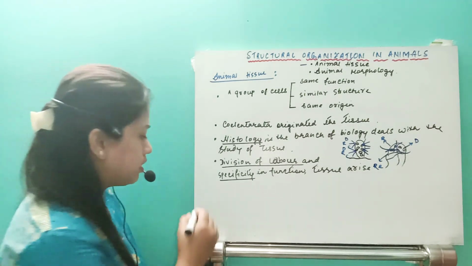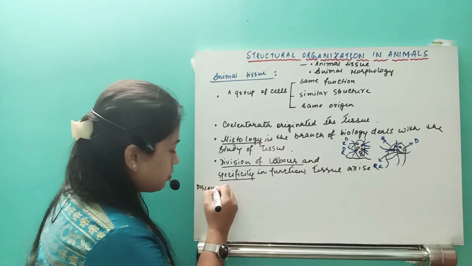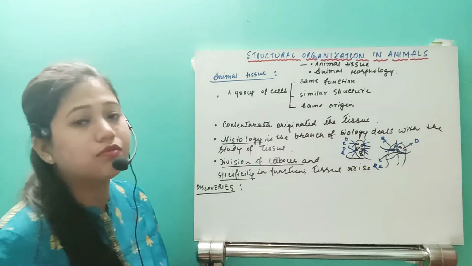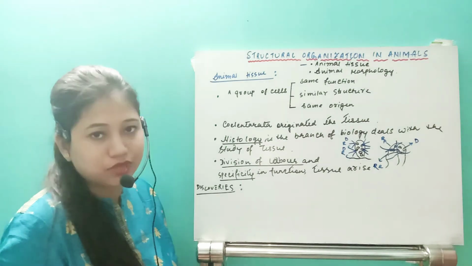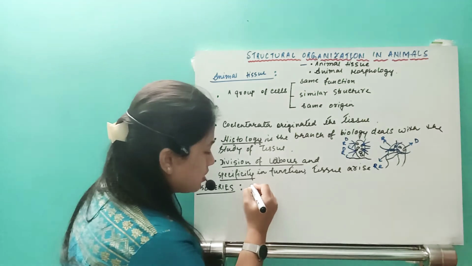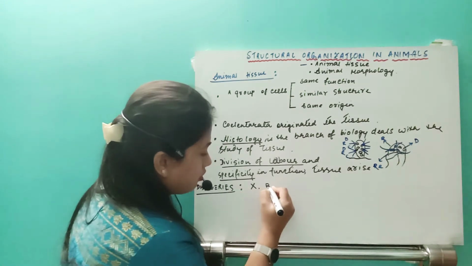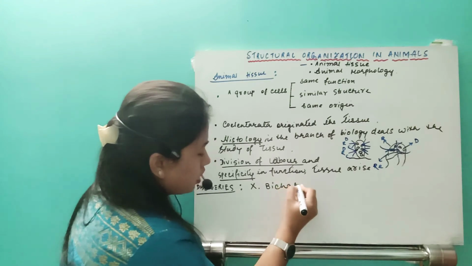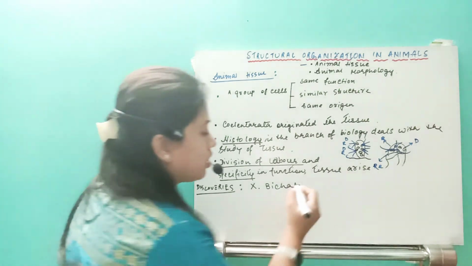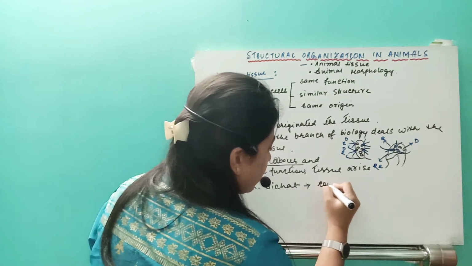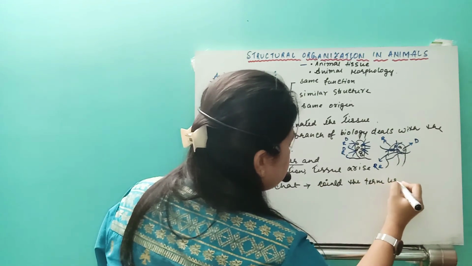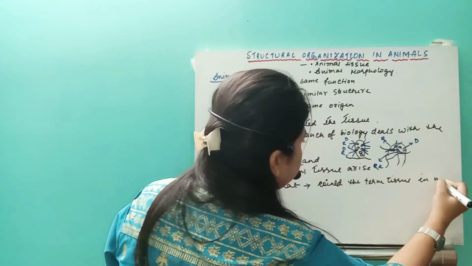After that, let's just see some discoveries. First of all, who first coined the term tissue in respect to animals? Okay, so the animal tissue was coined by one scientist, that is Marie François Xavier Bichat. Only you can simply remember Bichat. Bichat coined the term tissue, but in animals.